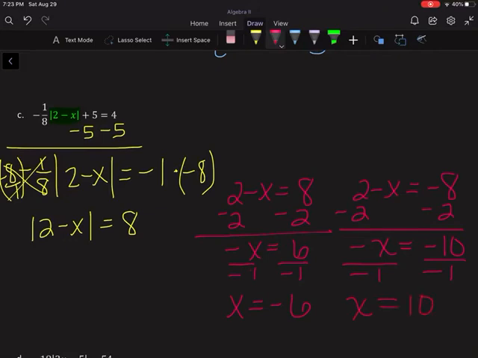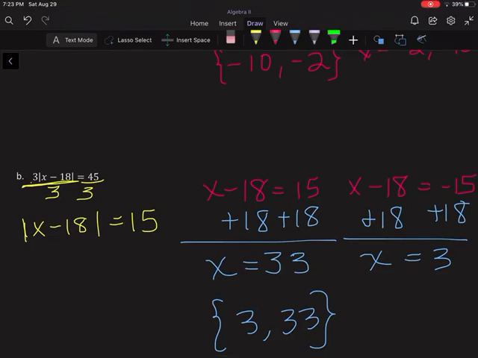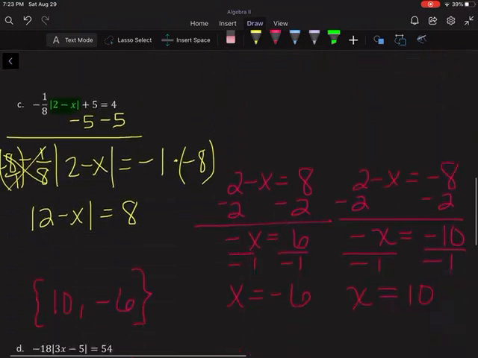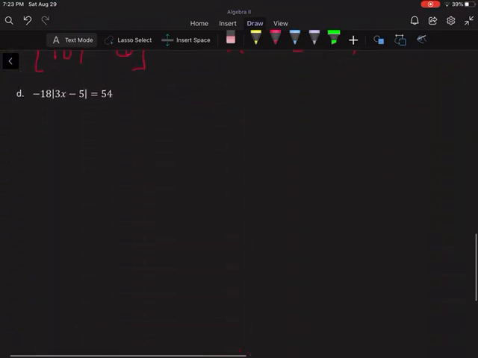Gotta divide out that negative at the end. So our solution set, 10, comma, negative 6. So all of these problems will look pretty much identical to this. They're either already going to be isolated, or they're going to need to have something added or subtracted, or they're going to have something multiplied or divided, or both. So this is an example of both. This is an example of one operation that needs to be done to isolate, and this is already isolated.